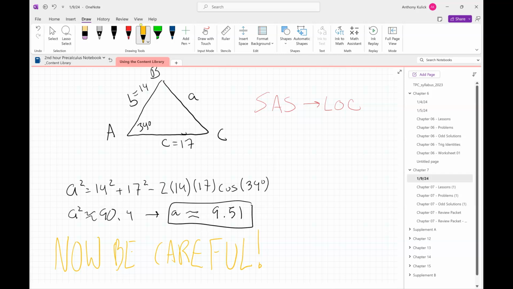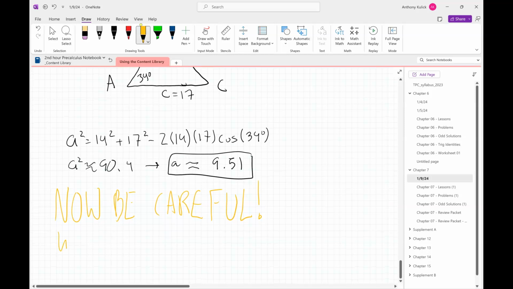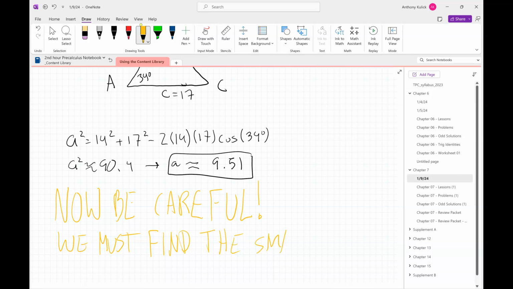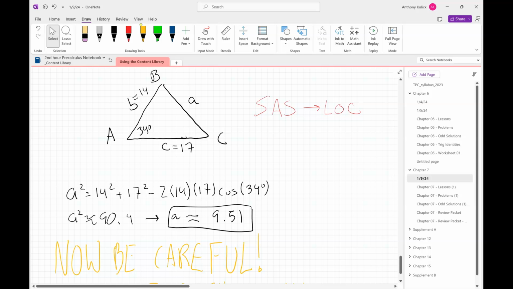Now we have to be very careful. The choice of B and C matters here. Okay? The choice matters. We need the smaller of the two angles. So between B and C, which one is smaller?